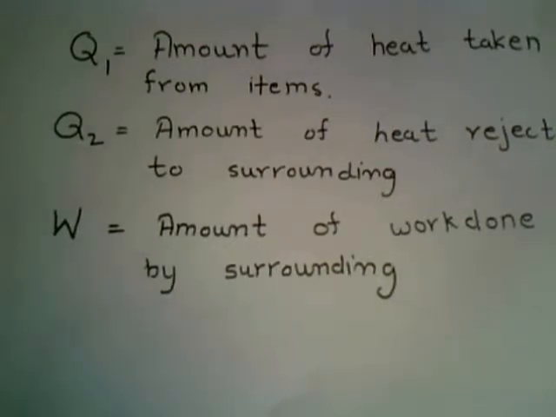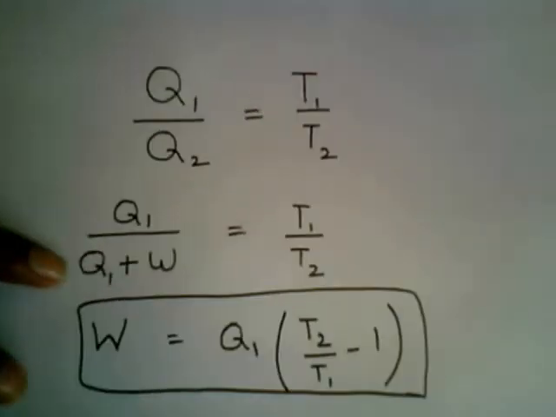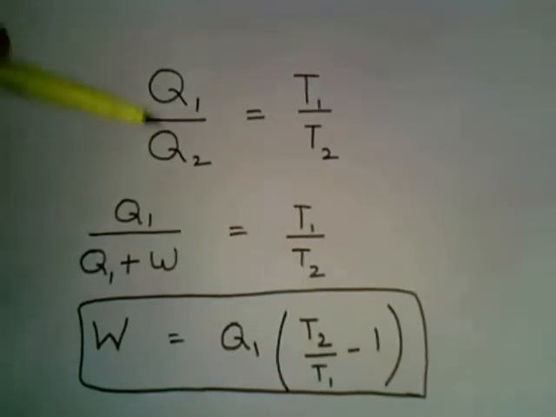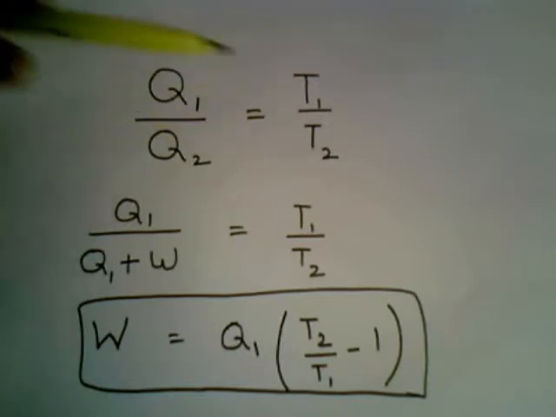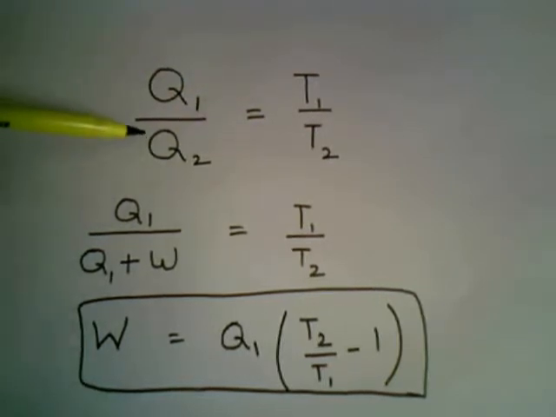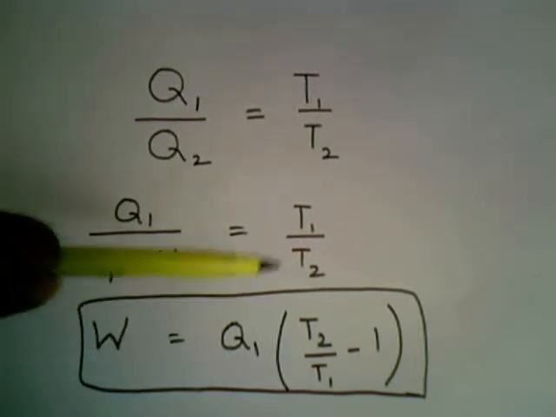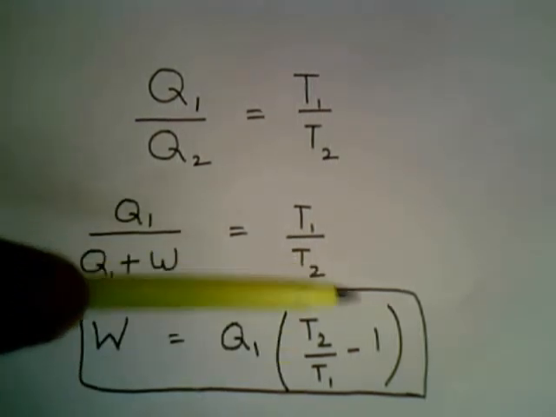To find out the amount of work done by the surrounding, we have to remember that Q1 upon Q2 is equal to T1 upon T2. Now putting the value of Q2, which is equal to Q1 plus W, we get W, the work done, is equal to Q1 into (T2 upon T1 minus 1).